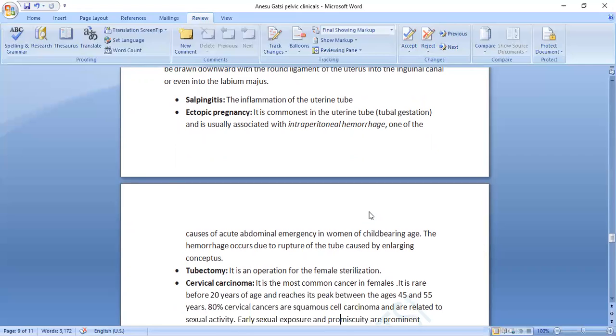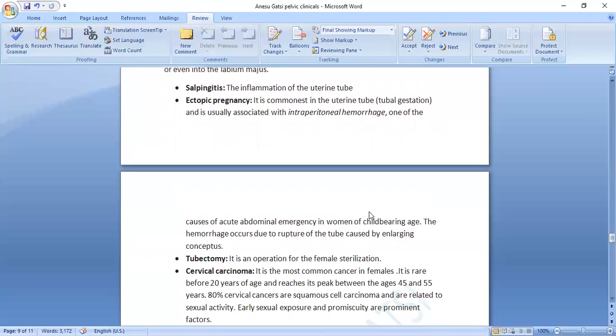Then cervical carcinoma is also common in the ages of 45 to 55, but is rare before the age of 20. And 80% of cervical carcinomas are squamous cell carcinomas, also known as epitheliomas, more commonly seen in skin as well. So early sexual exposure and promiscuity are among the major causes that bring about the onset of cervical carcinomas.